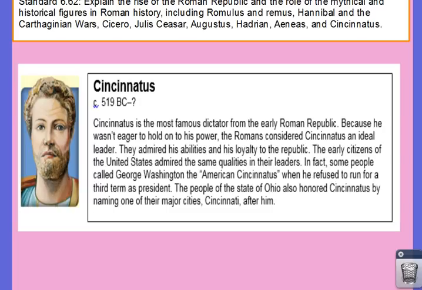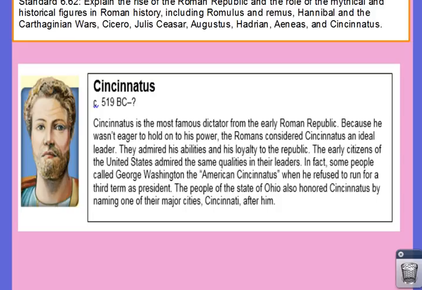So find your cell under the name Cincinnatus. I'm going to actually tell you a little bit more about Cincinnatus than this passage tells you, but I'm going to read you this first. Cincinnatus is the most famous dictator from the early Roman Republic. Now, when we hear dictator in today's society, we immediately think, oh, he must have been bad, he must have been cruel, he must have been mean, he must have been awful. Dictators in the ancient world did not have a reputation like they have today. So Cincinnatus actually was a pretty good guy.